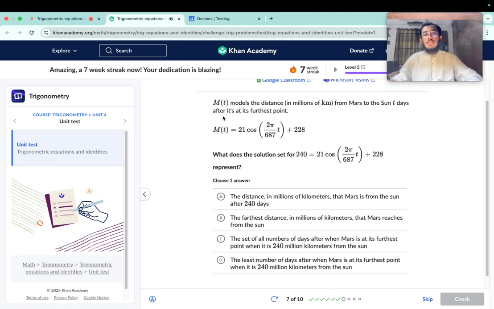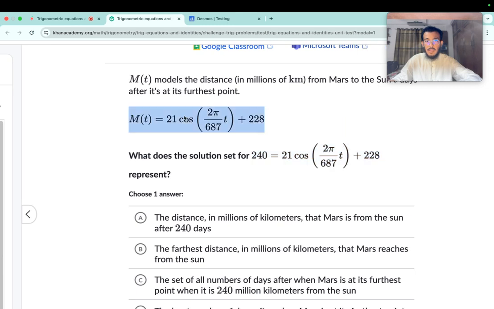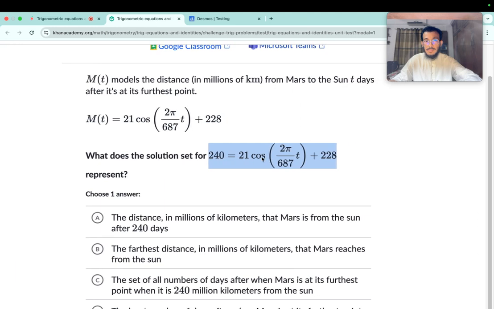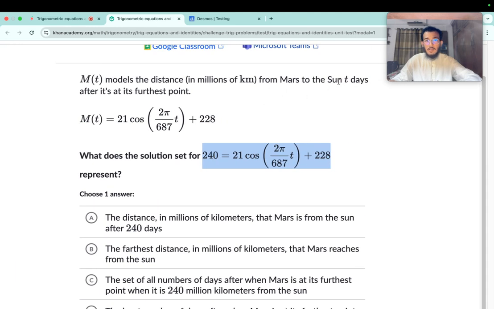Okay, so m of t is a function that models the distance in millions of kilometers from Mars to the Sun t days after it is at its furthest point. What does the solution set for this thing represent? It's the same function as this, except you just replace m of t with 240, which means that it is a time, t days after its furthest point, for which the distance between Mars and Sun is 240.